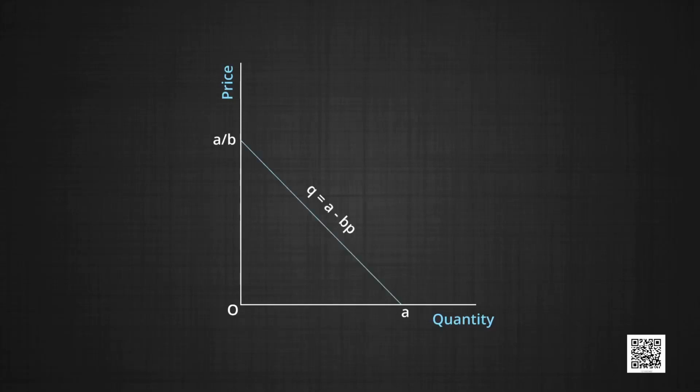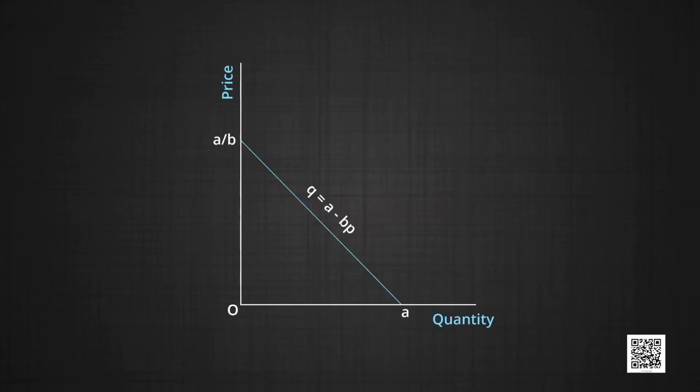You will recognize the first part of this function as the equation for a straight line. On the x-axis, we have the quantity demanded of the good, and on the y-axis, we have the price of the good. Our x-intercept here is A, while A divided by B is our y-intercept. The slope of this function measures how much the quantity demanded changes following a change in the price of the good. The slope here is minus B. The minus sign denotes the inverse relationship between quantity and price, which suggests that for each unit increase in the price of the good, the quantity of the good demanded falls by B units. We have chosen to ignore the other determinants of demand for simplicity's sake.